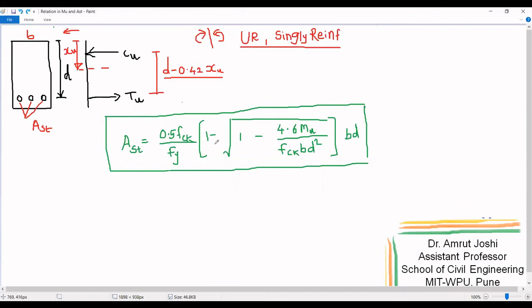You may be wondering, why did I choose only minus sign here? Because in the root we had minus plus sign. But if we consider this sign to be plus, then we can conclusively prove that the steel that is calculated will make the section over reinforced section, and our very assumption that the section is under reinforced will be violated, and therefore the only possible sign here is negative sign.